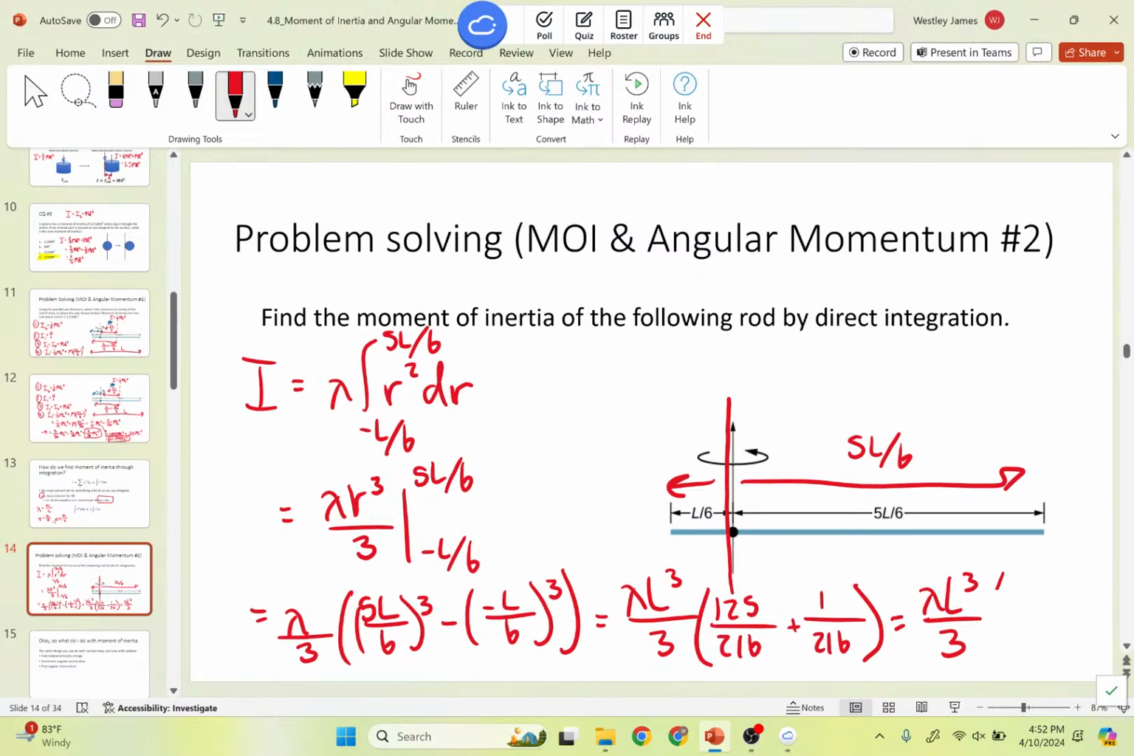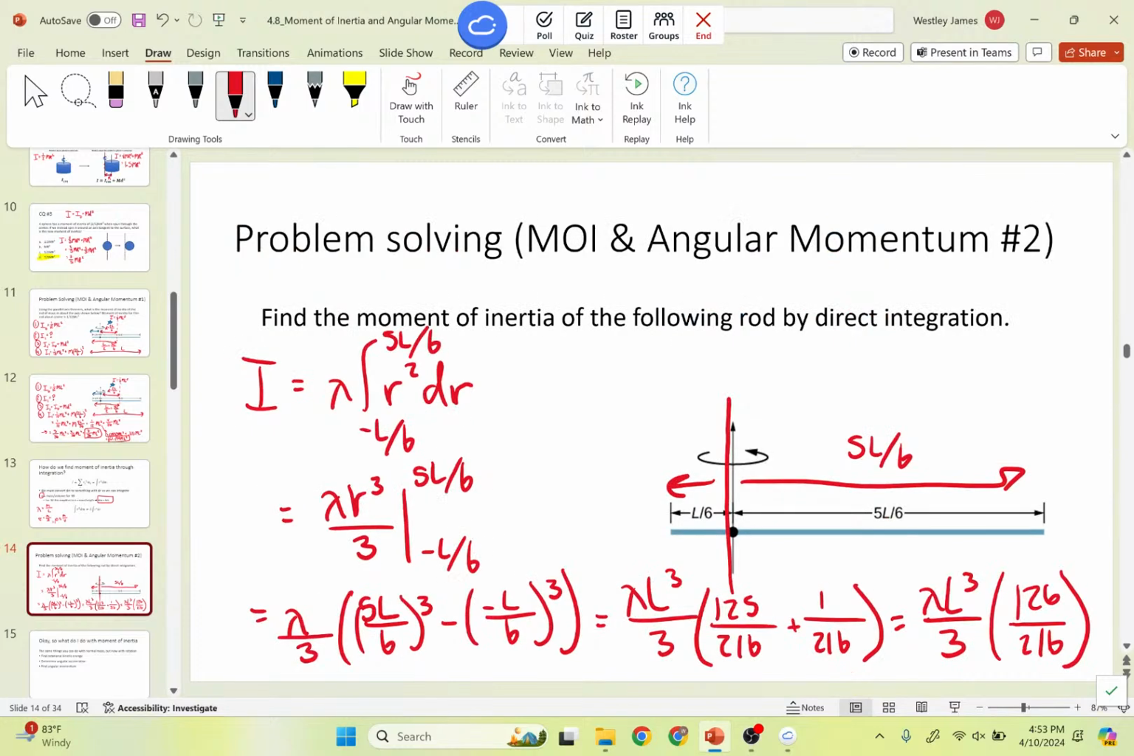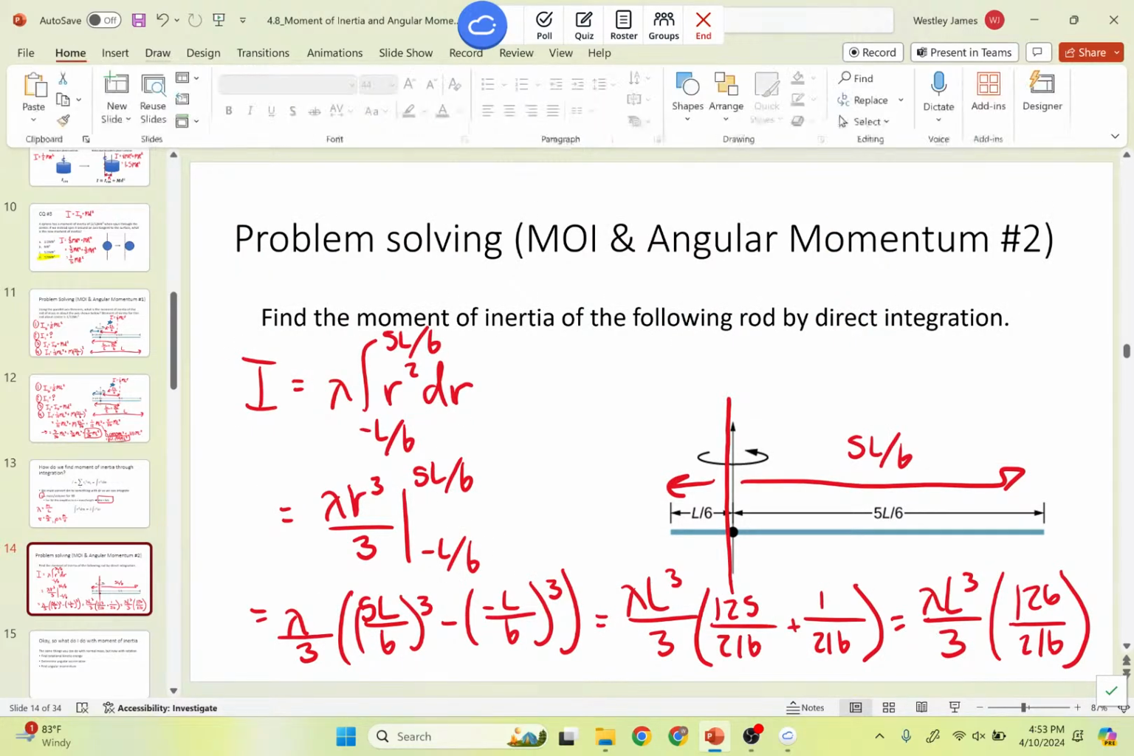Anywho, 126 over 216. And remember, this is our end goal. Our final answer should be 7 over 36 ml squared. We are not there yet, but trust me, I'm going to show you these are the same answer. Just got a little bit more to do.